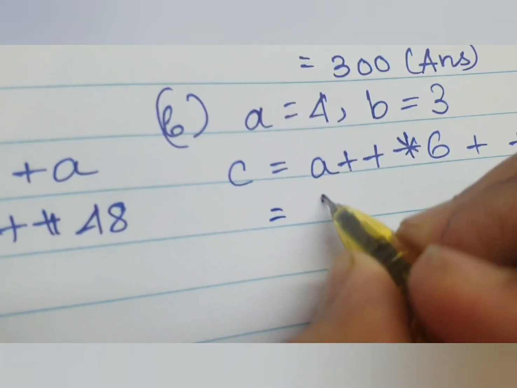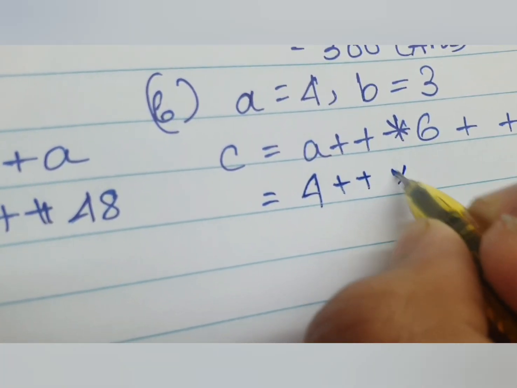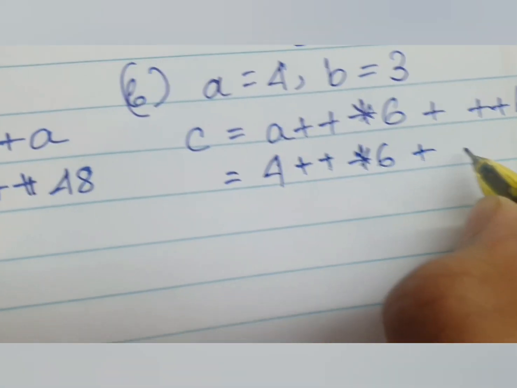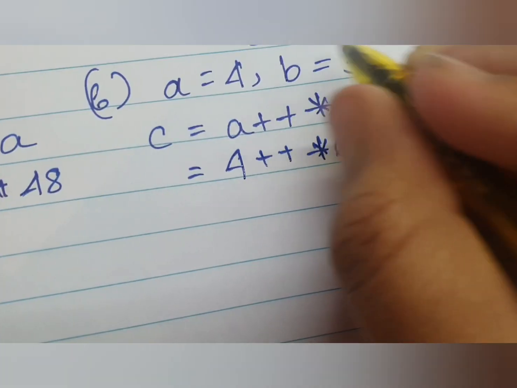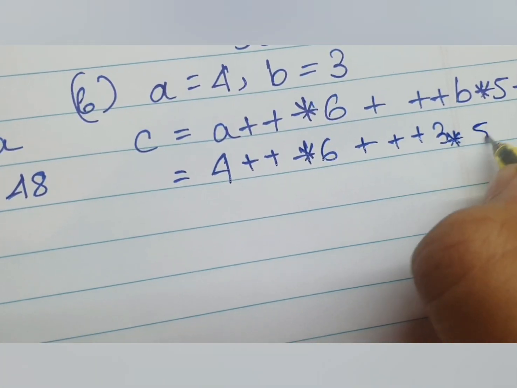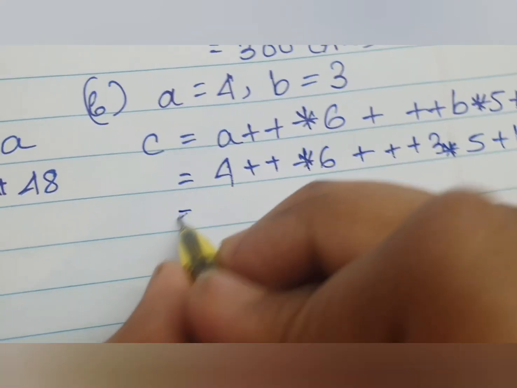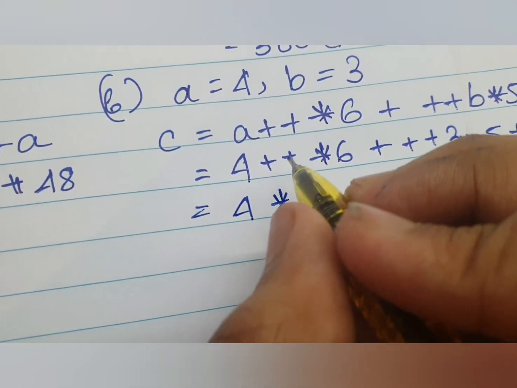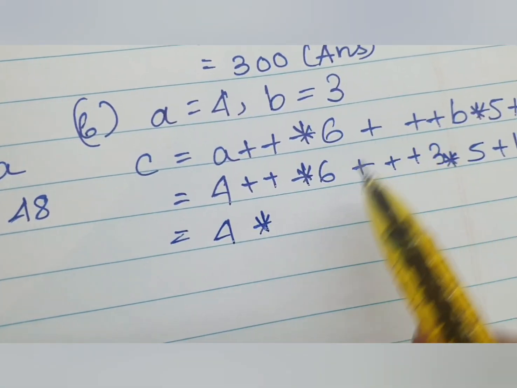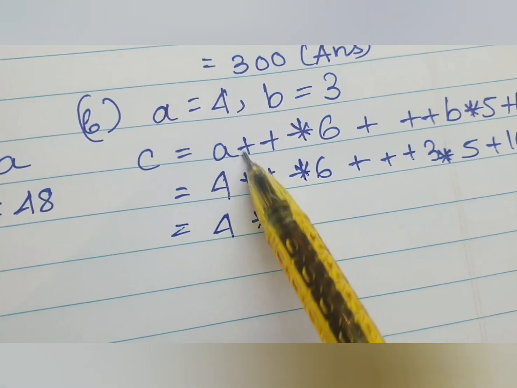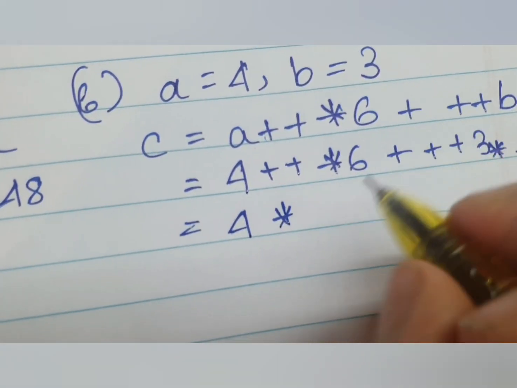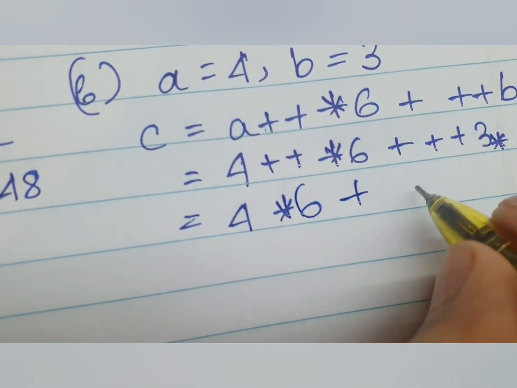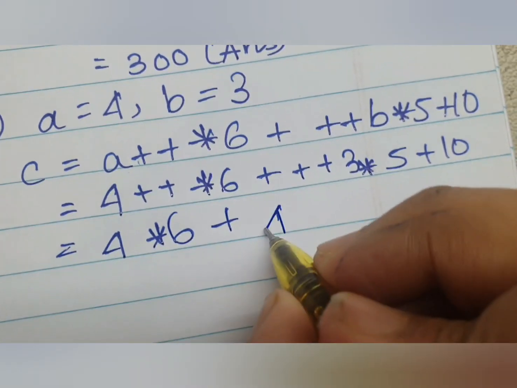Let's do that. A++ will be 4++ * 6 + ++B will be ++3 * 5 + 10. Now please remember to use BODMAS. Now 4++ we will write 4, but A will become 5. But we do not need to remember it because there is no A in the rest of the expression. So we will write 4 only, ++3, which means we will write 4 over here.